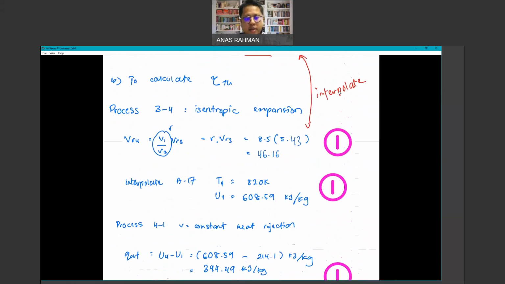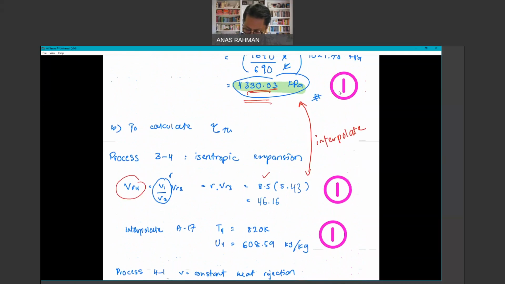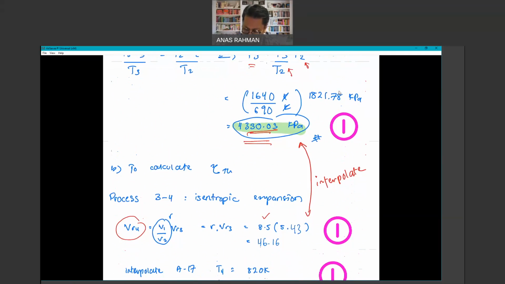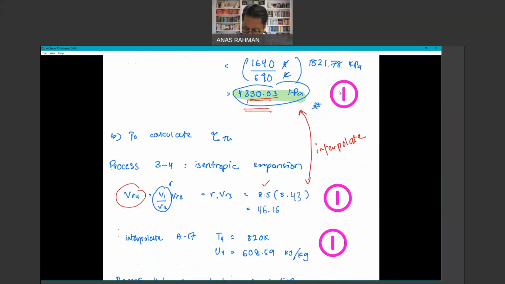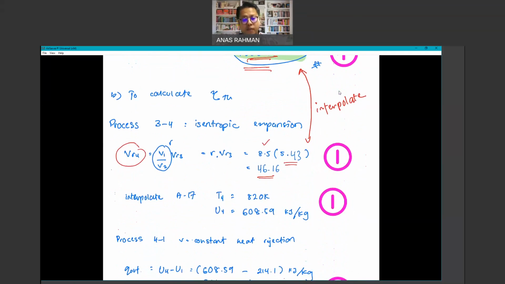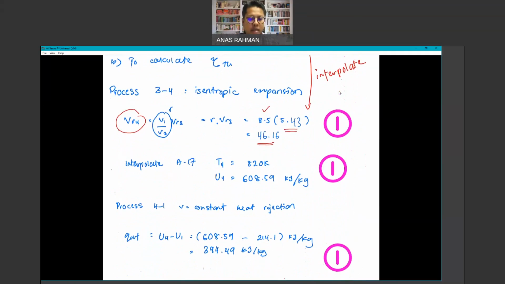So let's continue with 3 to 4, which is isentropic expansion. Again, this particular relationship, specific volume with the relative volume. So rearranging, we know what R, the compression ratio, is. VR3, basically, we need to find or interpolate from before because we know T3, so we can get this value. So from here, we get our VR4. But we require T4, so again, you have to interpolate to get T4 and U4.